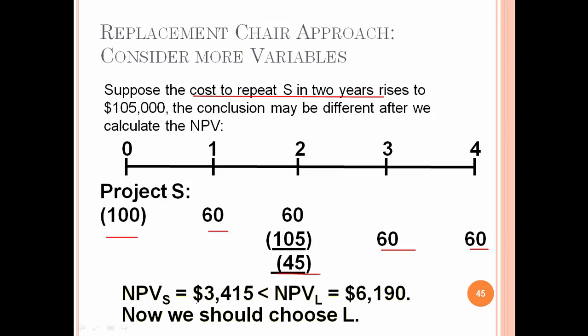Then we calculate NPV, and it turns out the NPV is 3,415 based on 10% WACC, and this is lower than the 6,190 for project L.